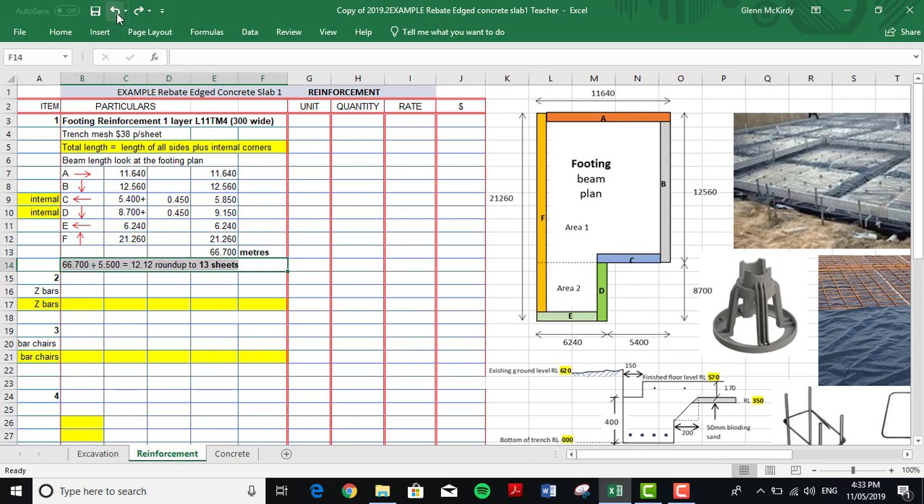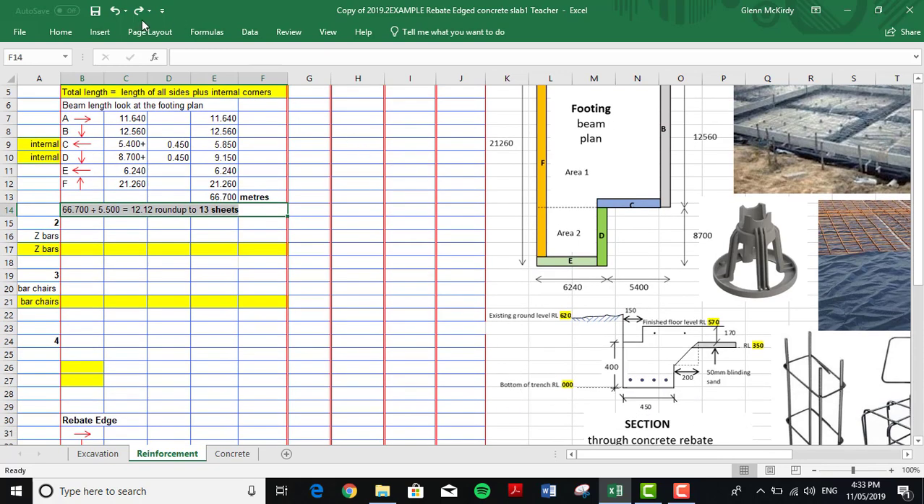Now, what we need to do, we divide that. The sheets come in 6 metre lengths, but we're dividing by 5.5 because that allows for a little bit of lap and a little bit of waste. We get 12.12 sheets. We can't get 0.12 of a sheet, so we round it up to 13. Okay, we only needed that one sheet there, we can see. Okay, so what we do now, our Zed bars.